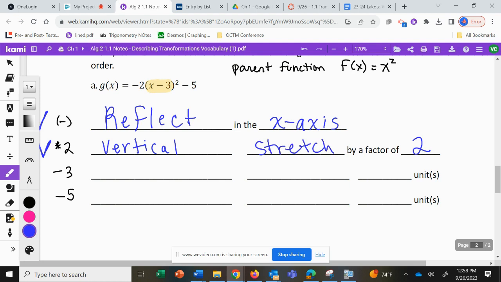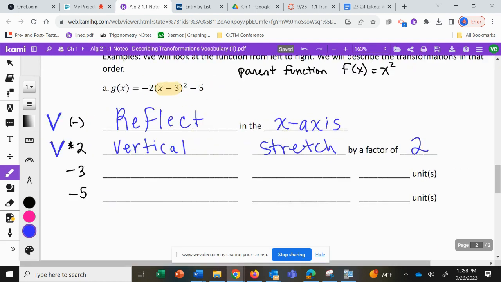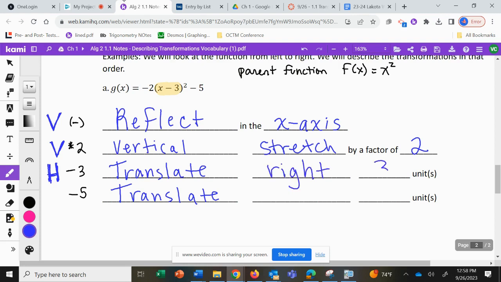All right, the minus 3, is that inside or outside? So horizontal. Anything horizontal is going to be opposite of common sense. If we are adding or subtracting, the word is translate. So my next one's also going to be translate. Because it's horizontal, my options are left or right. Because my options are left or right, I'm thinking not common sense. It's subtract 3. Which way are we going? To the right. And 3 units.